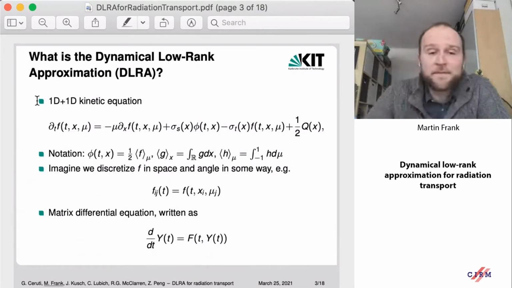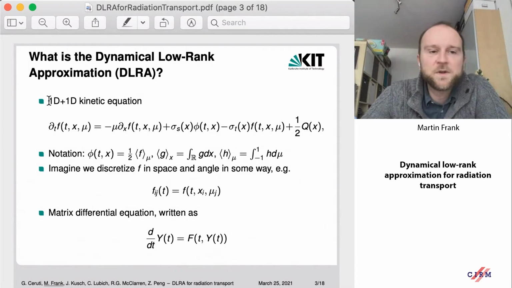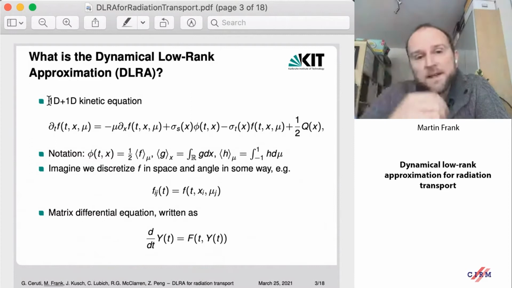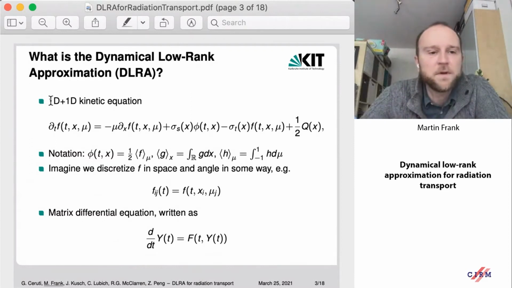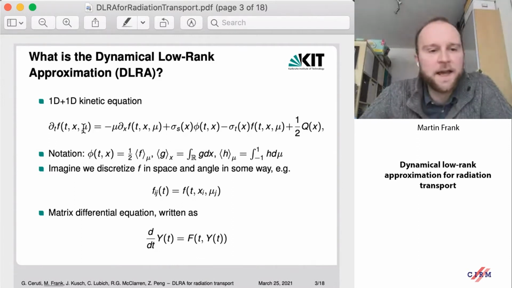So for the moment, imagine a very simple kinetic equation. For the sake of simplicity, I'm going to assume that it's just 1D plus 1D. So it's 1D in space, and it's 1D in velocity, or in radiation transport, an angle variable. So you have a probability density depending on time, one spatial variable and one angle variable. X might be in R, and the angle in radiation transport is usually in the interval [-1, 1], but the details don't matter. And here I've written down just a 1D kinetic equation.